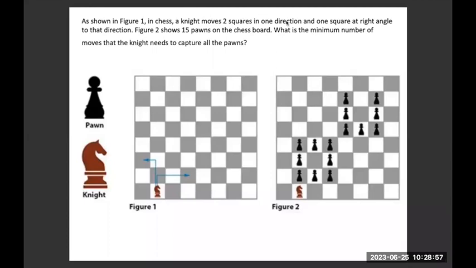Now, if I want to check if in 15 moves I will be able to kill all the pawns or not, I will try that, just for the heck of it. But I know 15 is the bare minimum moves that I require. Let's just try that. From this position, we know the knight can move either like this or like this, or it can also go like this. It's basically an L that the knight takes.